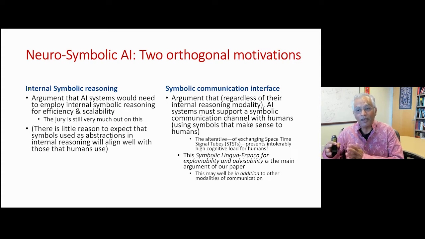And of course, this may well be in addition to other modalities of communication, but the central point is that we do need a symbolic interface, irrespective of whether or not the AI systems are actually using internal symbolic reasoning. I should also point out that even if AI systems are using internal symbolic reasoning, there's no guarantee that the symbols they have abstracted would make any sense to humans in the loop. Whereas the symbolic communication interface requires that the system support symbolic communication in terms of symbols that make sense to humans.